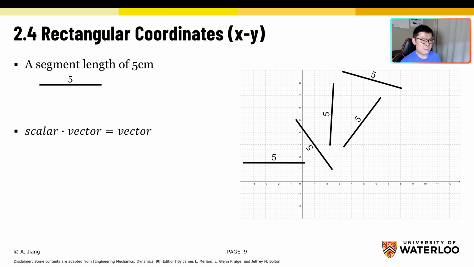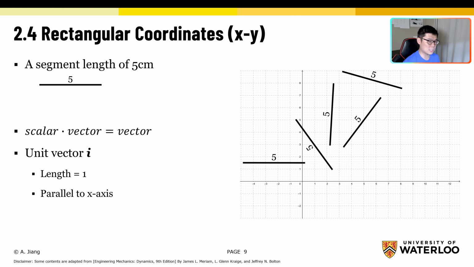We also know from the algebra perspective or any similar advanced math courses in the past, that if we multiply a scalar and a vector together, we will get a vector. Keep these in mind, we can introduce the unit vector, which has a length of 1 and is parallel to the associated axis. For example, i is a unit vector of x-axis or x direction, and j is a unit vector of y-axis or y direction.